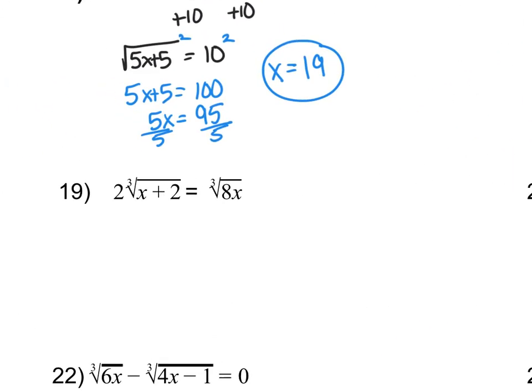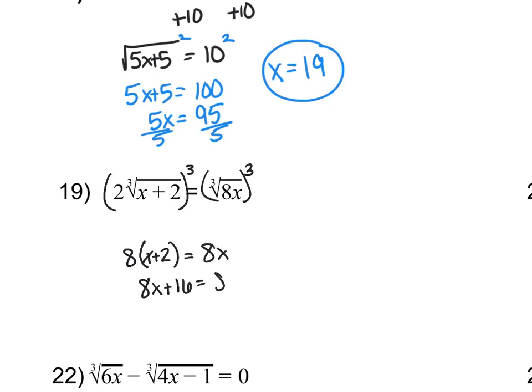Number 19, we're going to cube both sides. Now when we do that, we're not going to forget to cube that 2 on the outside. So 8x plus 16 equals 8x. The 8x's are going to cancel here, which happens to make this no solution. You get 16 equals 0. That does not equal 0.